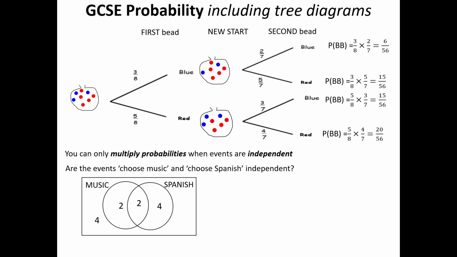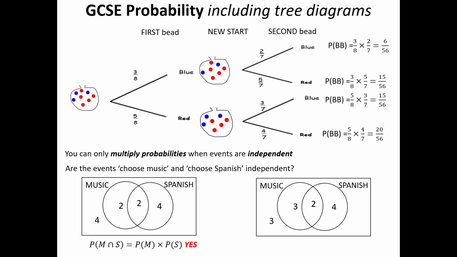Are the events choose music and choose Spanish independent? Well, the answer is yes, because if you count them all up, the probability of choosing music and Spanish is 2/12 or 1/6. The probability of choosing music is 1/3. The probability of choosing Spanish is 1/2, and 1/3 times 1/2 is 1/6. Therefore, the probability of 2 things happening is equal to the 2 separate probabilities multiplied together. However, if I change that diagram just slightly, those events are not independent because the sum doesn't work. That is the definition of what independent events are.